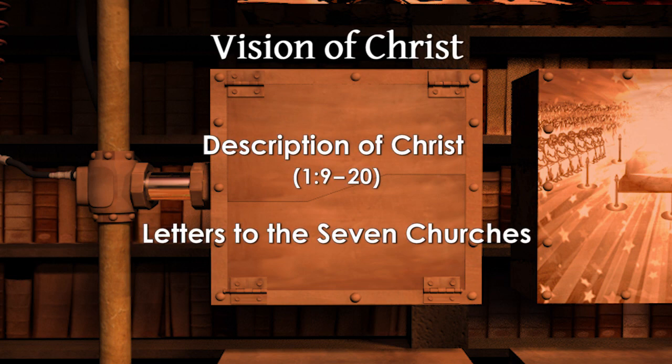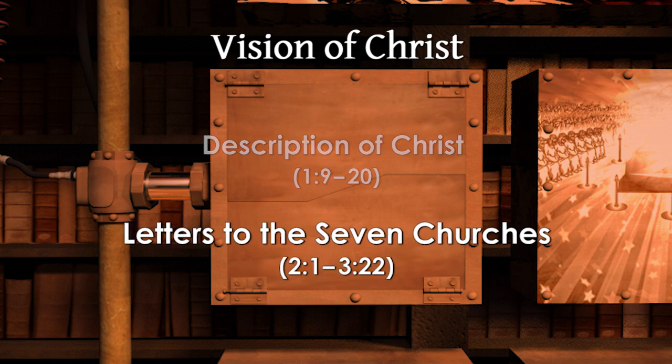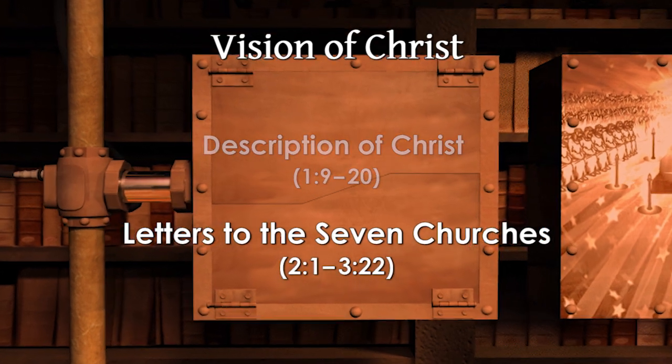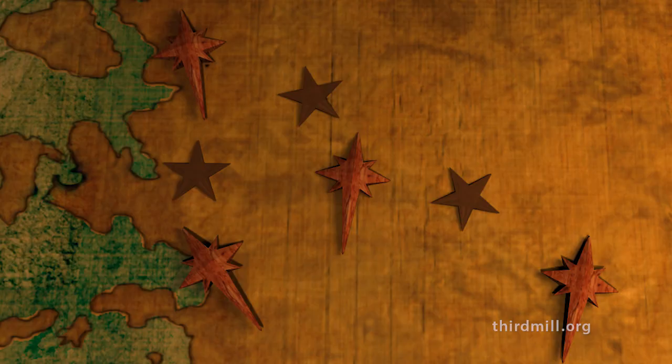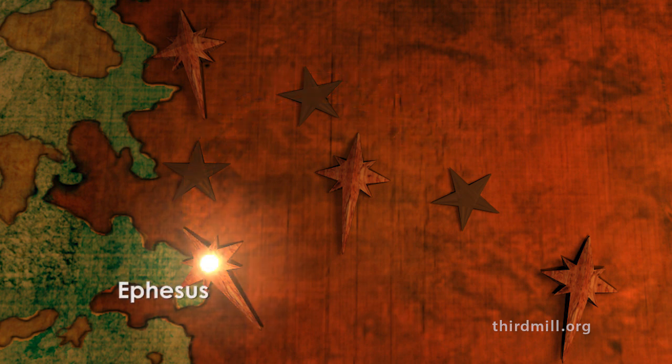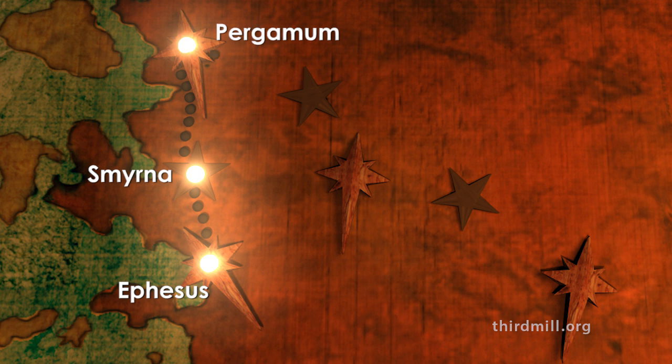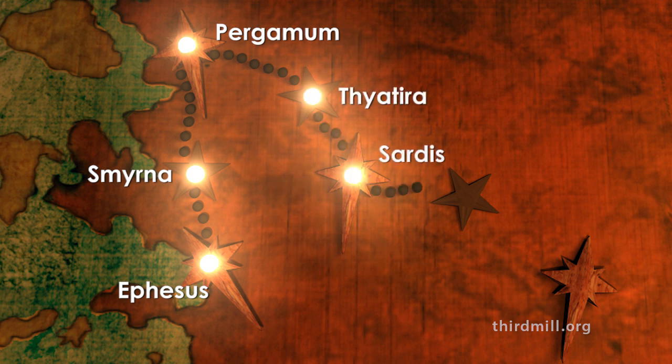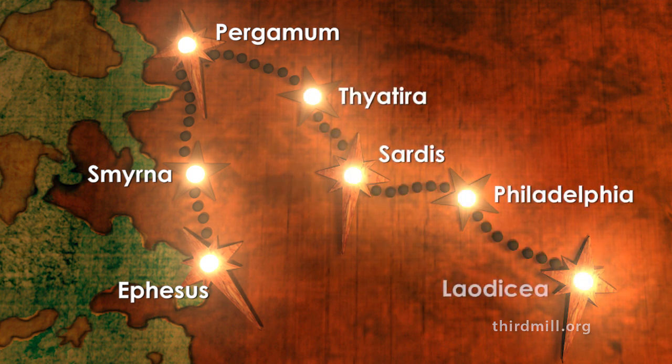Now that we've examined John's description of Christ, let's look at Jesus' letters to the seven churches in Revelation chapters 2 and 3. Christ addressed letters to seven churches located in Asia Minor, which is the western portion of modern Turkey. He arranged the letters in the order a person delivering them might travel. He wrote first to the coastal city of Ephesus, then to Smyrna to the north, then to Pergamum even further north. Next, he looked in a southeastern direction, addressing letters to Thyatira, then Sardis, then Philadelphia, then Laodicea.